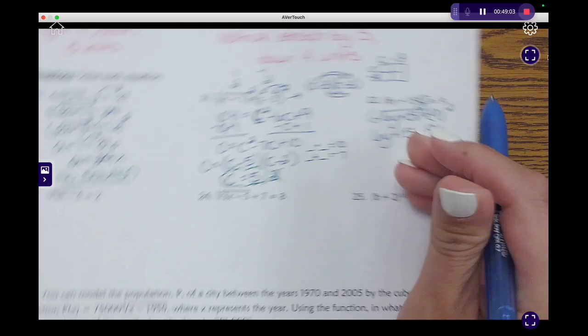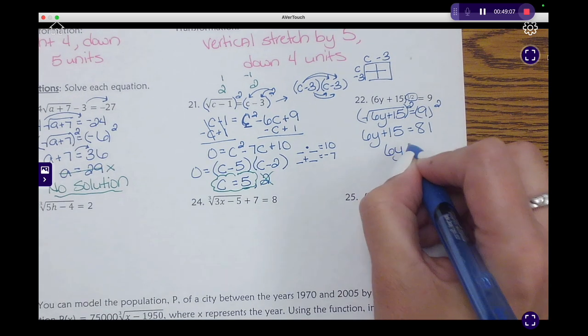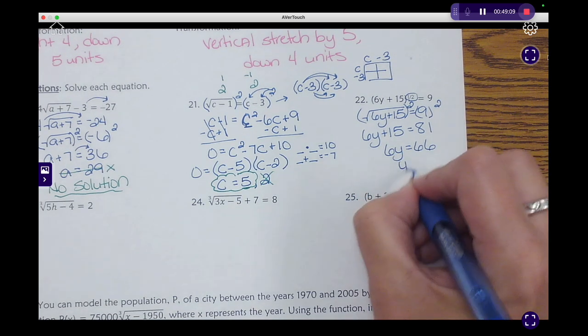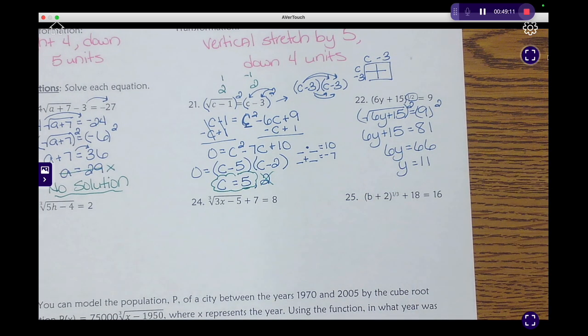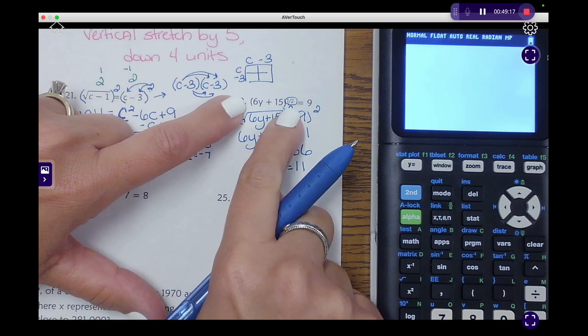So I'm going to subtract 15. I'm going to have 81 minus 15, which gives me 66. Divide by 6, and I get 11. Again, as always, double check your answer. So I'm going to plug 11 in. And you can use it as the square root or the 1/2 exponent.